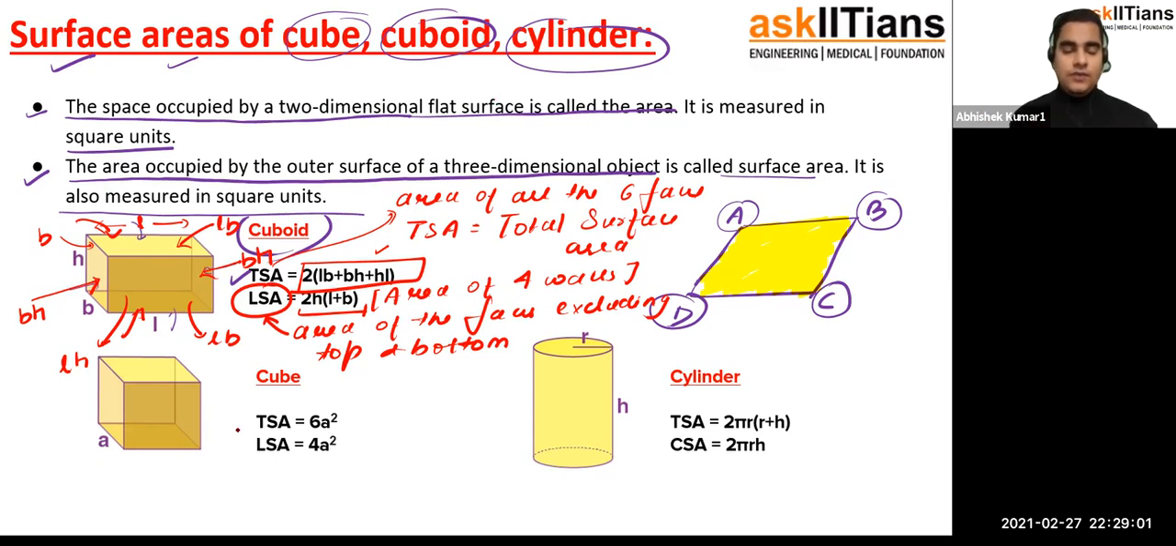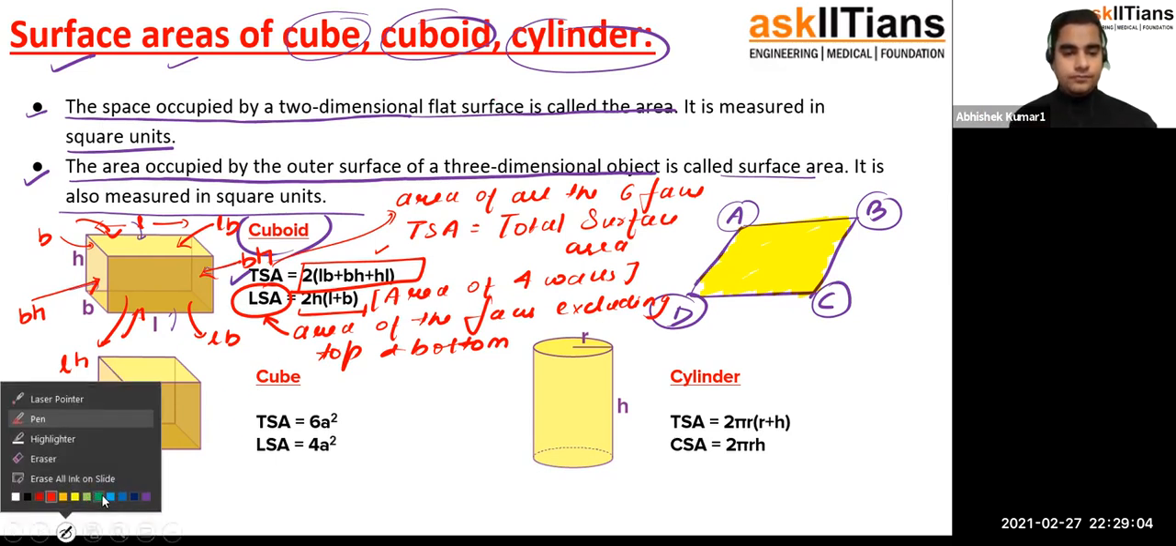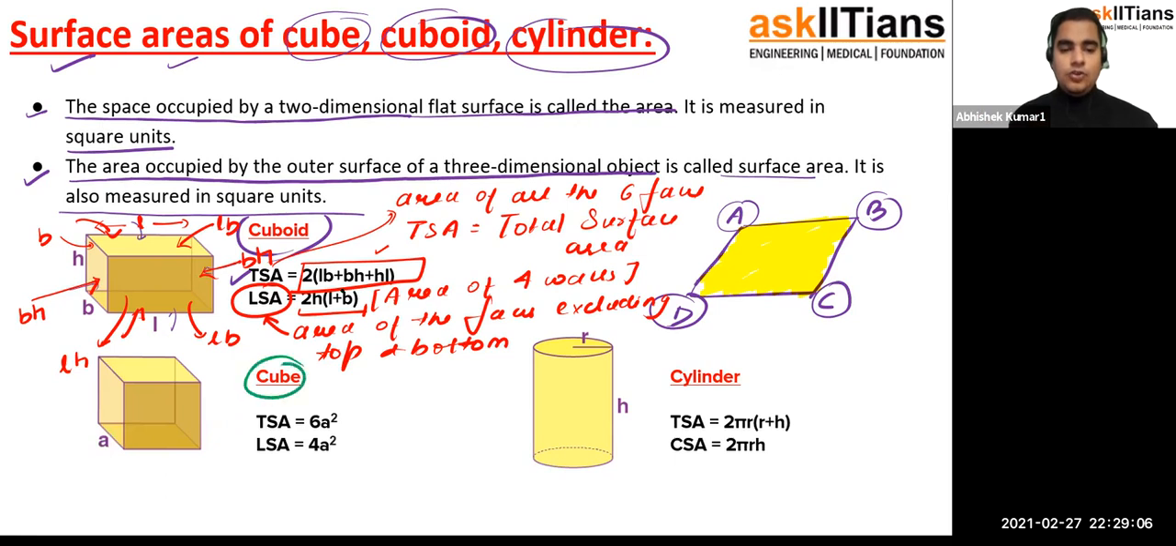So now I think we should move to cube. The only difference between cube and cuboid is that in case of cube, all the edges have the same length. So if this is A, then this value will also be A. The height is also going to be A.